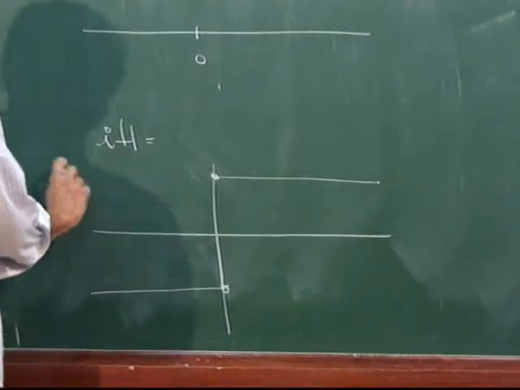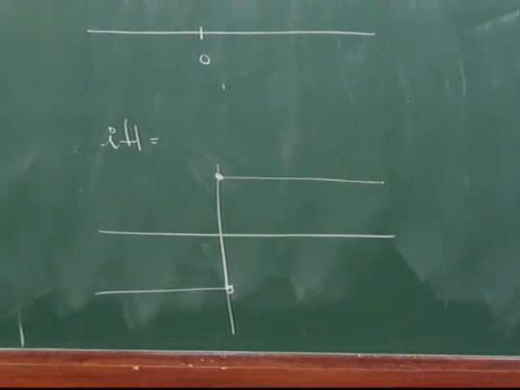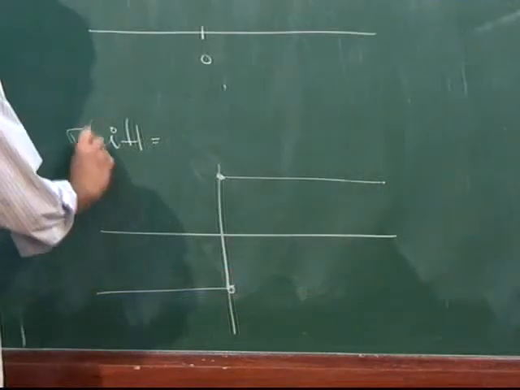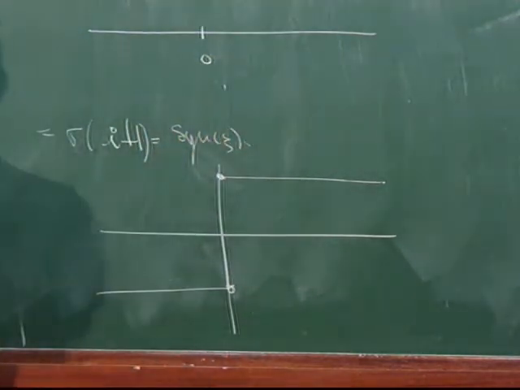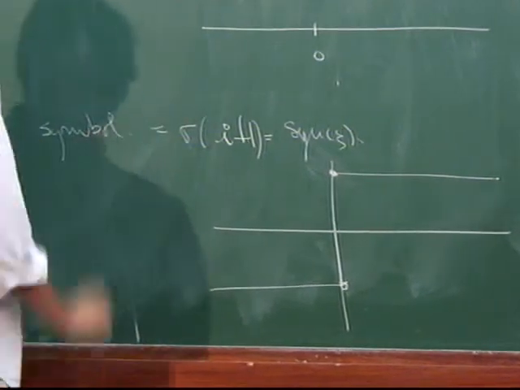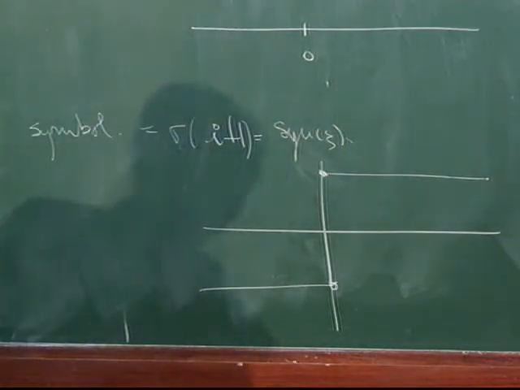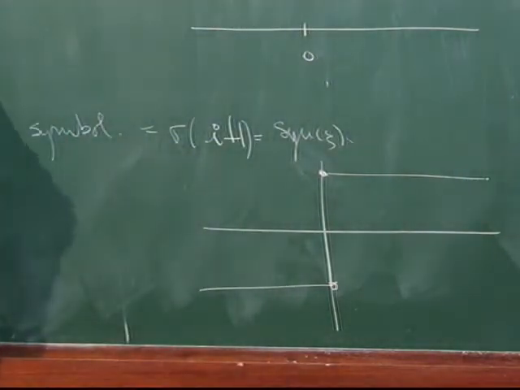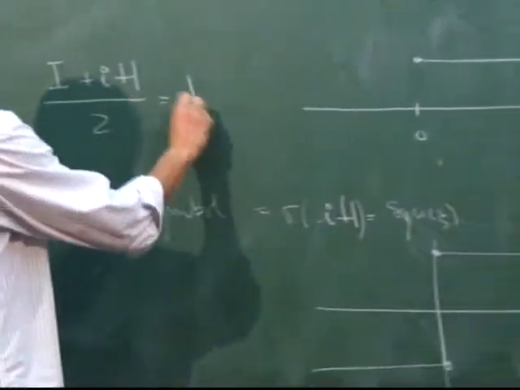The symbol of this operator means what you multiply the Fourier transform by before you go backward. Then the symbol of this is the sign. Okay, how do you pass from here to here? Well, you add 1 and divide by 2, right? Therefore, if I add the identity plus i times this, I am adding 1 and dividing by 2, and I get the positive projection.